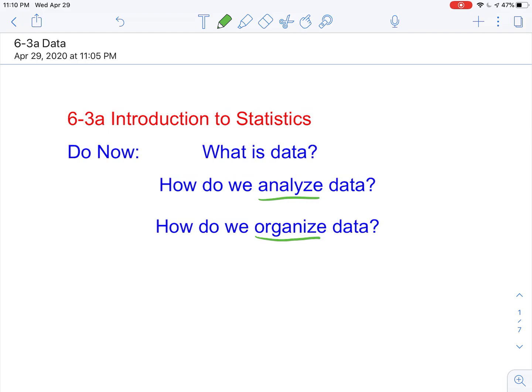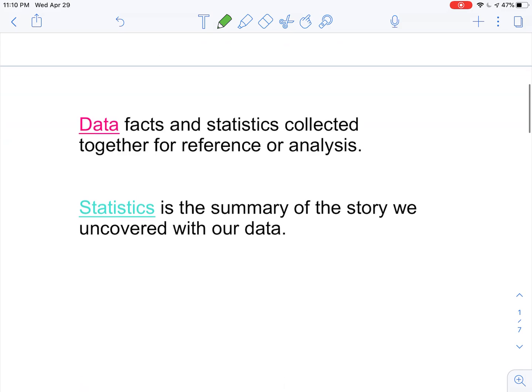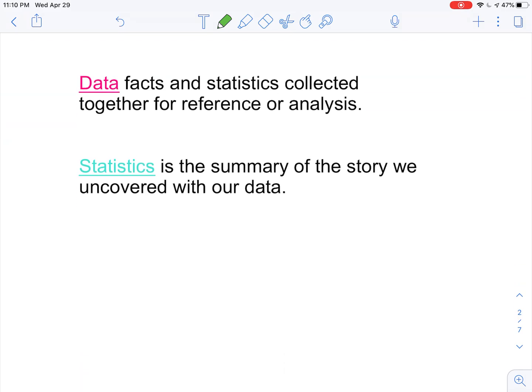And then we'll also talk about how we organize this. So we know there are so many different types of graphs and charts that we can use to represent our information. So we're going to work on creating some of those and being able to pick out information from them as well. So here's a formal definition. Data are facts and statistics collected together for reference or analysis.